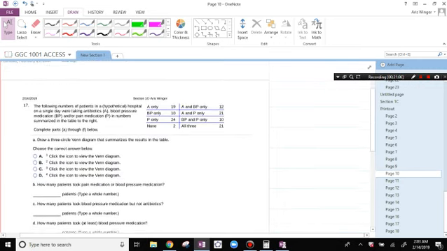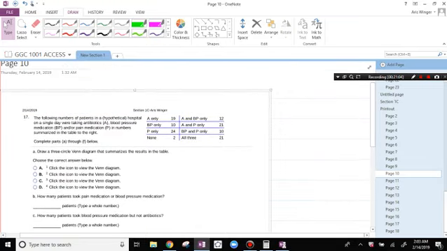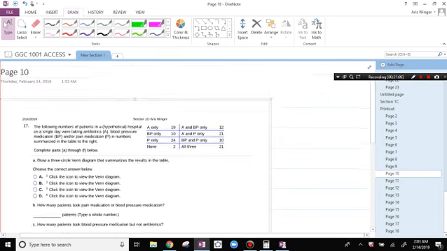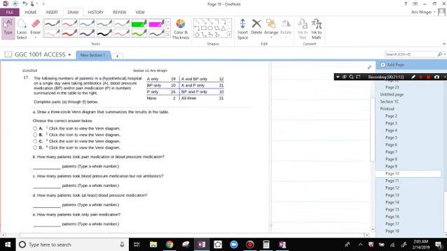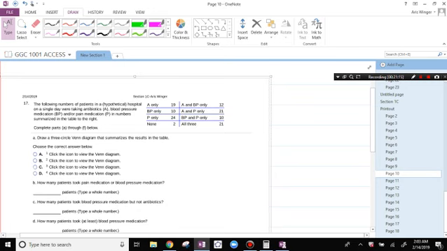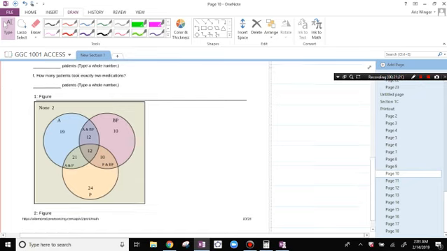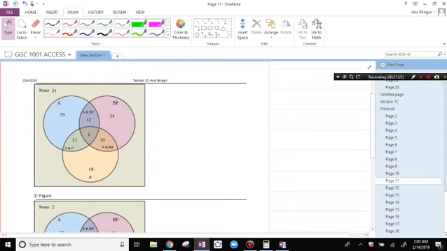All right, so A only should be 19, and that's true. A and BP only is 12. That's true. BP only is 10. That looks okay. All 3 should be 21, and it's not. All 3 looks like it's 12, so it's not A. Let's look at B.